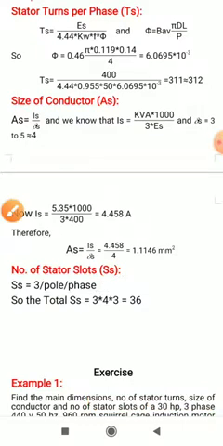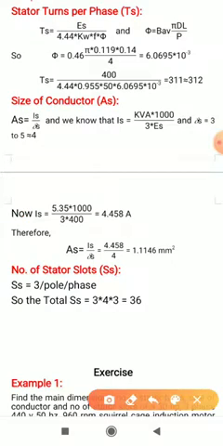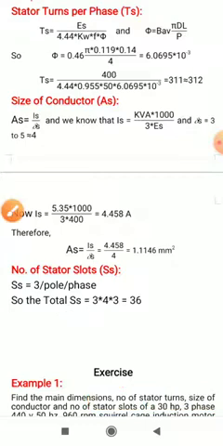Once again, I will describe how this equation works. 3 per pole per phase means for one pole and one phase, 3 slots are required. It means for 4 poles the number of slots is 3 into 4, and for 3 phases we have to multiply by 3. So the total number of stator slots is 3 into 4 into 3, and if you calculate this you will get the answer 36. These are all the quantities which are asked in this example.